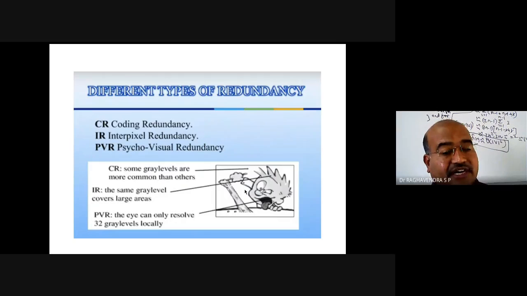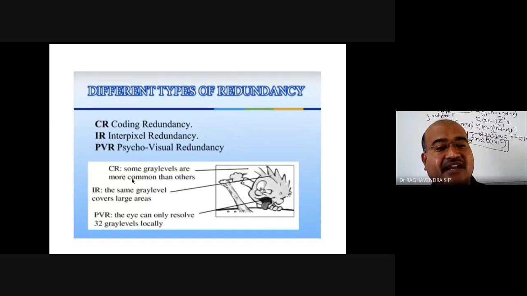So we'll continue our discussion here. Different types of redundancy. What types of redundancy occur? First one is CR, that is coding redundancy. I have already explained arithmetic coding. Run length encoding is also one of the concepts which comes under interpixel redundancy, and we have PVR, psycho-visual redundancy.